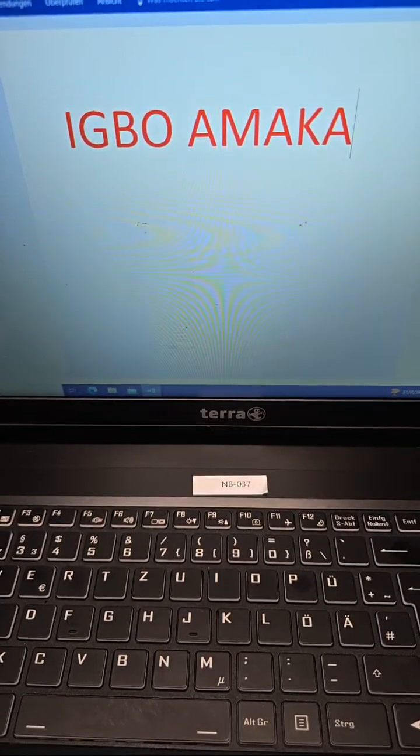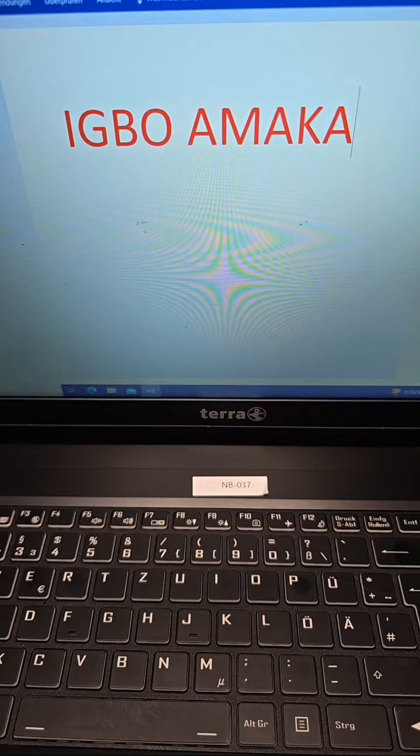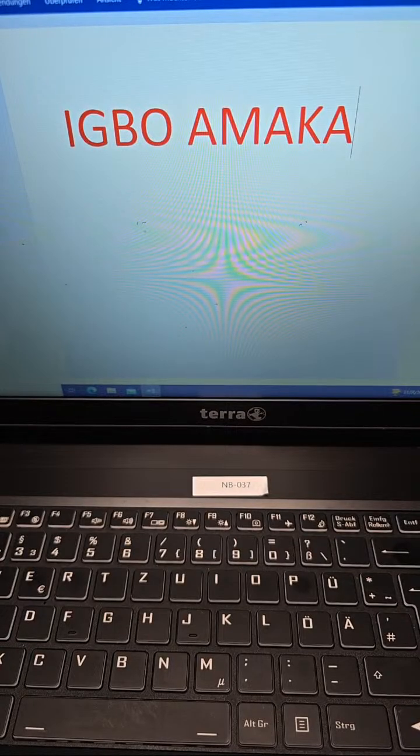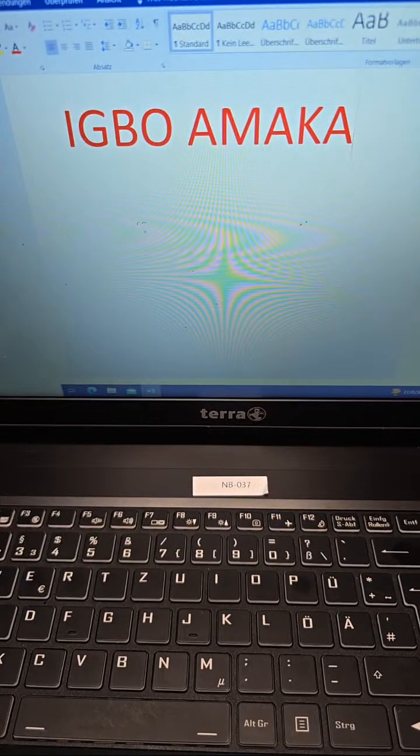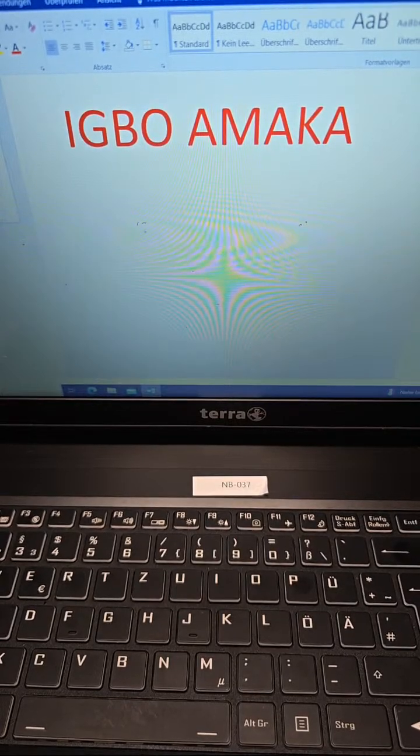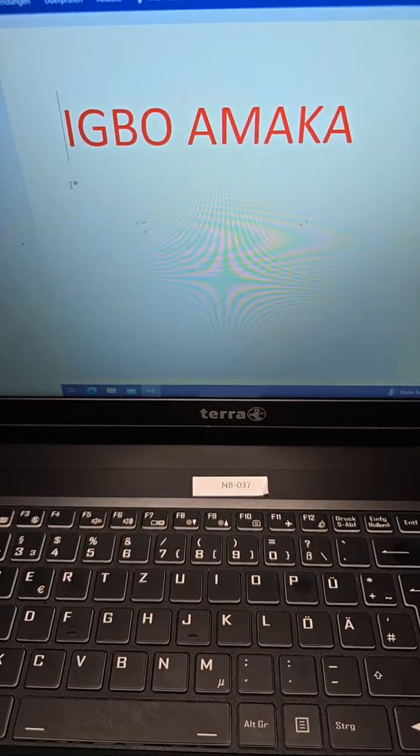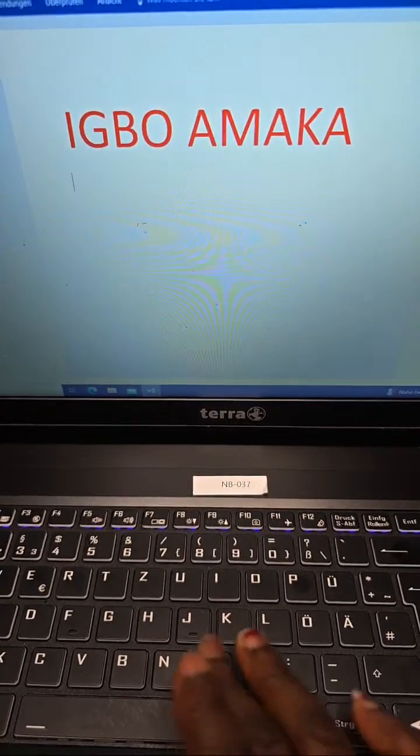I'm sorry I have to come a bit late, but today we are going to have a very wonderful and interesting topic on names of animals in Igbo. How do we say it in Igbo? Aha ụmụ anụmanụ. Aha ụmụ anụmanụ is names of animals in Igbo.